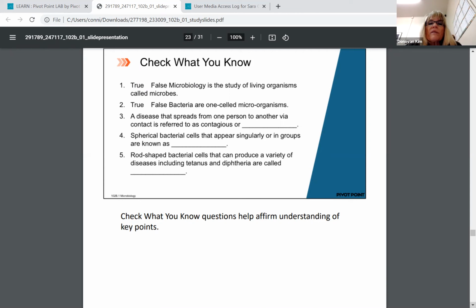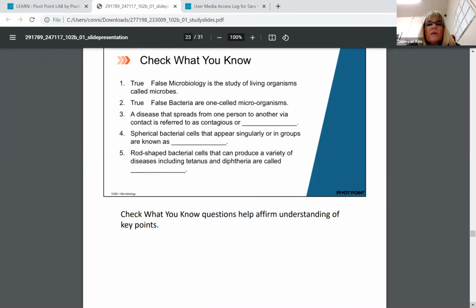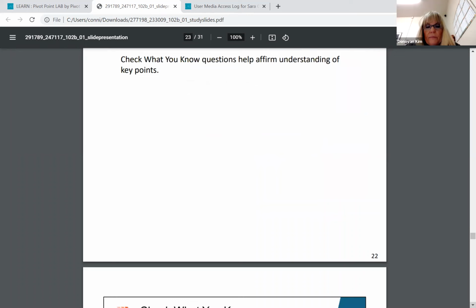Okay, spherical bacterial cells that appear singularly or in groups are known as, it's just going to be bacteria. It's a fancy way of saying bacteria. Okay, because spherical means round, right? Bacterial cells that appear singularly or in groups are the cocci. So they're known as bacteria. Rod-shaped bacterial cells that can produce a variety of diseases, including tetanus and diphtheria, are called bacilli.